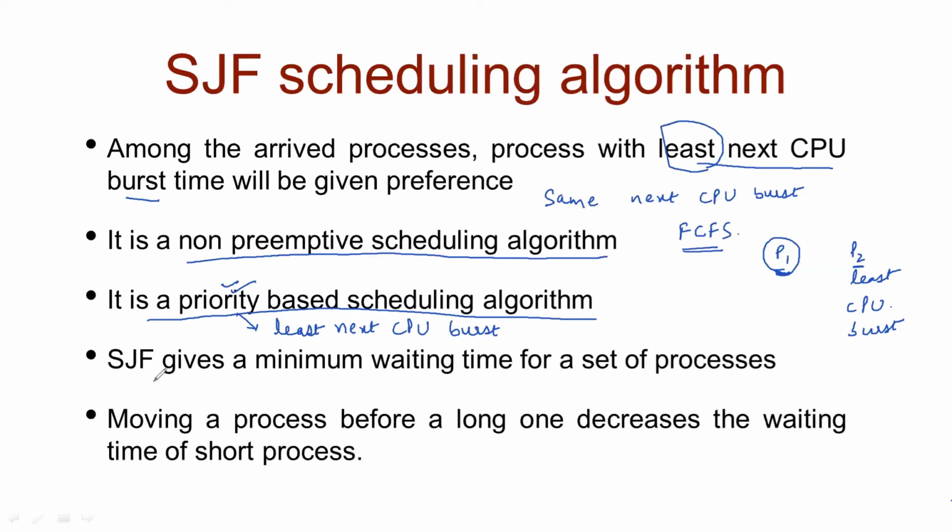SJF gives a minimum waiting time for a set of processes. How? We have already discussed this factor when we discussed first come first serve, but let me just revise this concept. If you move short processes first to CPU, then the waiting time of short processes decreases. So in this case, the average waiting time will decrease.